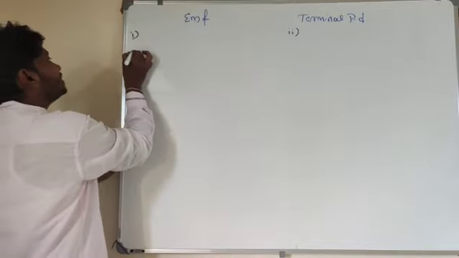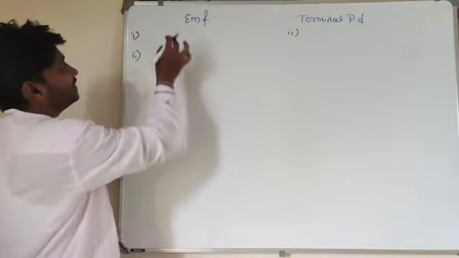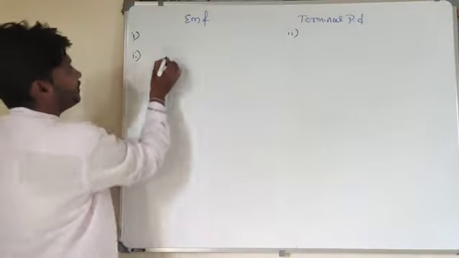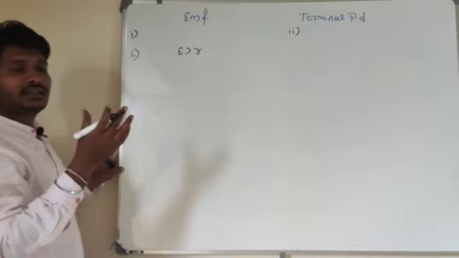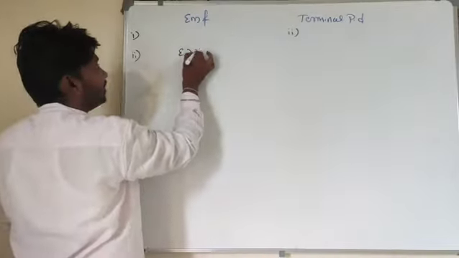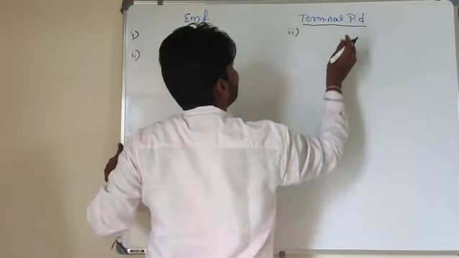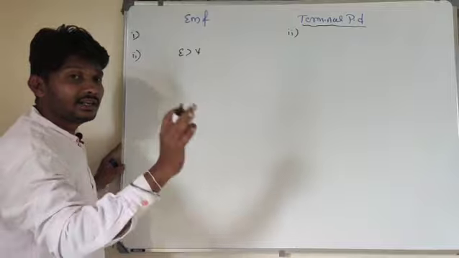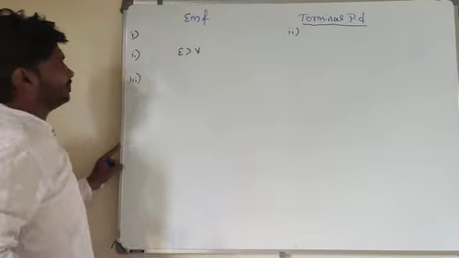In case of discharging of a cell, the EMF value is always greater than the terminal potential difference. Whereas the terminal potential difference value is always less than that of the EMF of the cell. So that is the second difference.